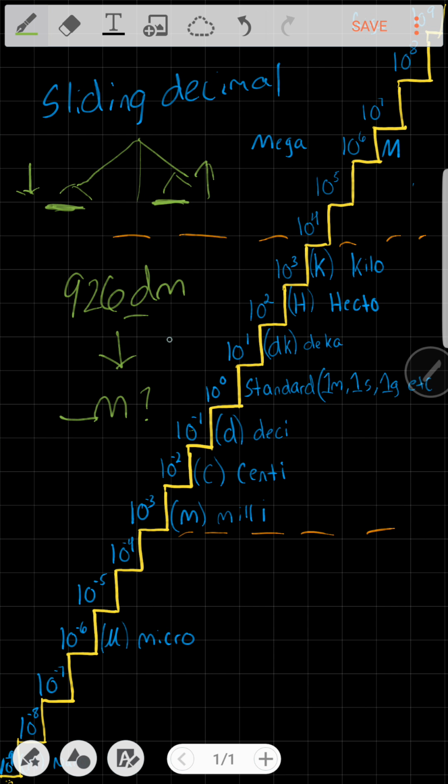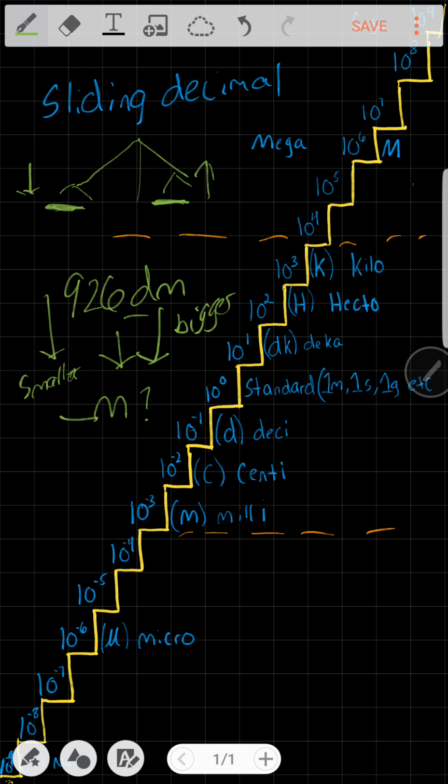So if I am making my unit here decimeters, I'm going bigger, because which is bigger, a deci or a standard? Well, the deci is smaller, so I'm going bigger. I'm getting bigger right here, and I want to keep the value of my number the same, so I have to make this number smaller. You understand? It has to be smaller.